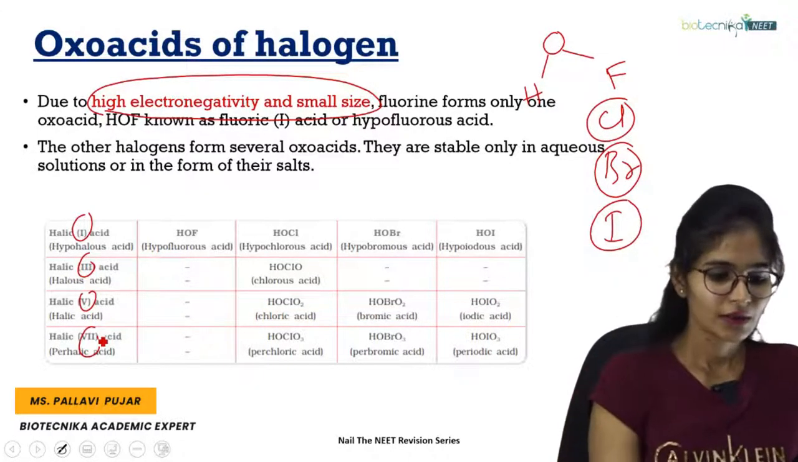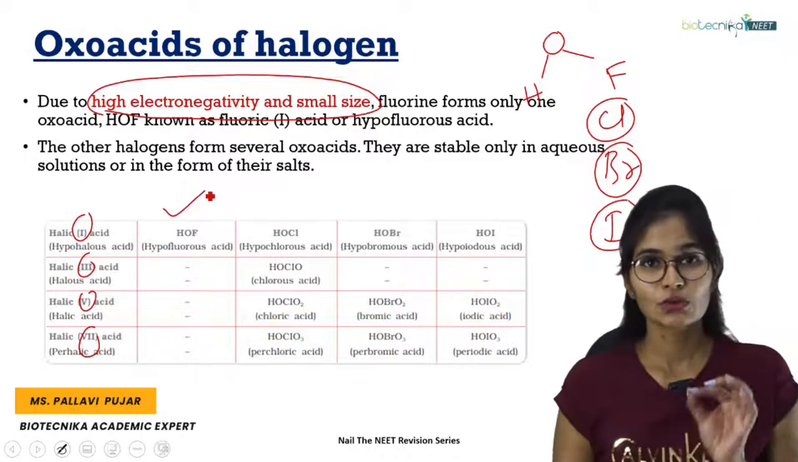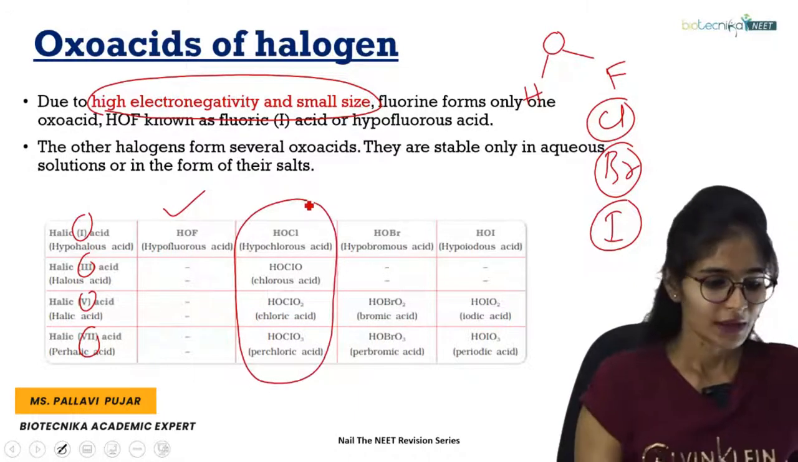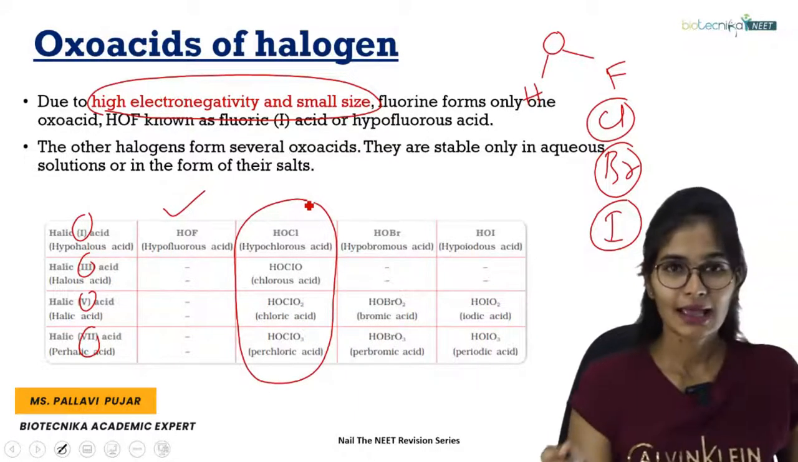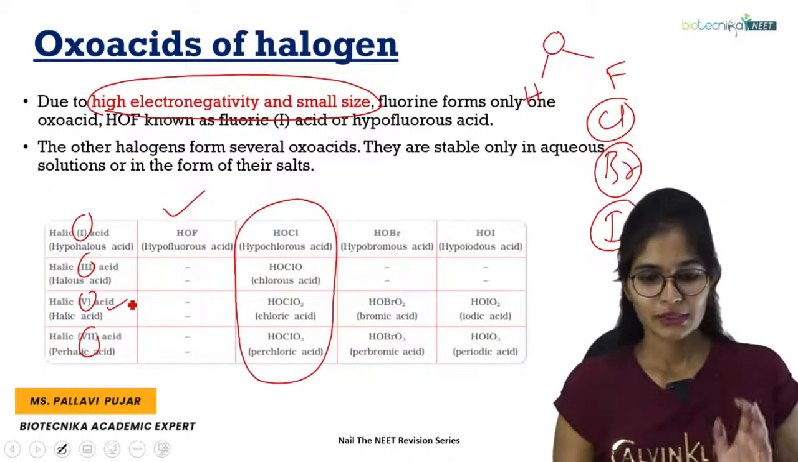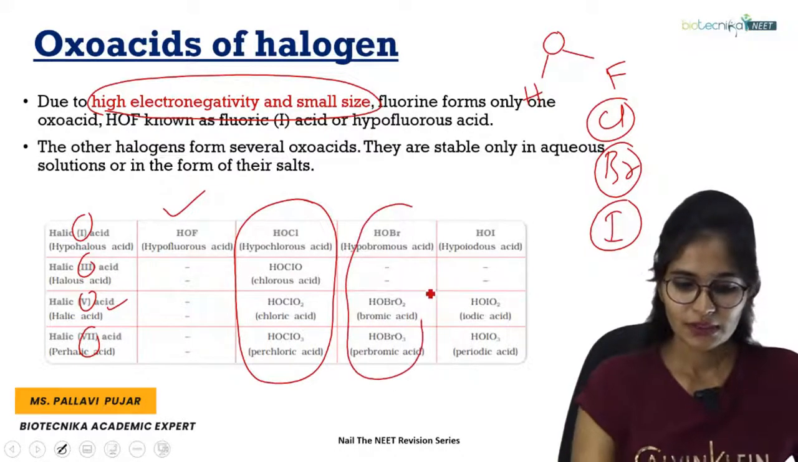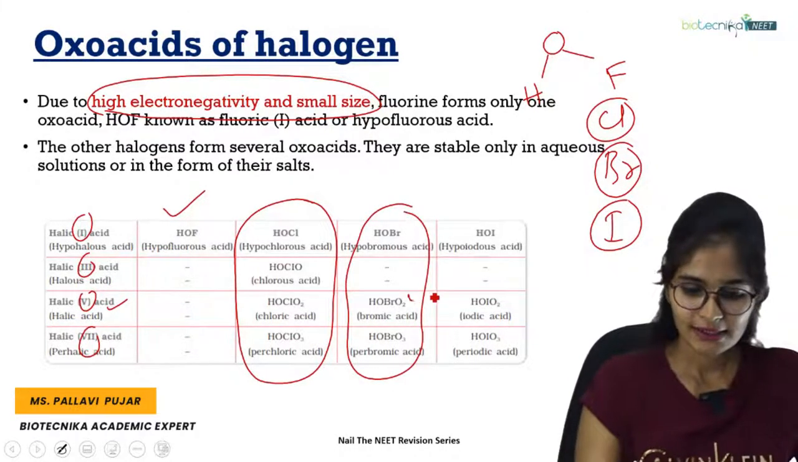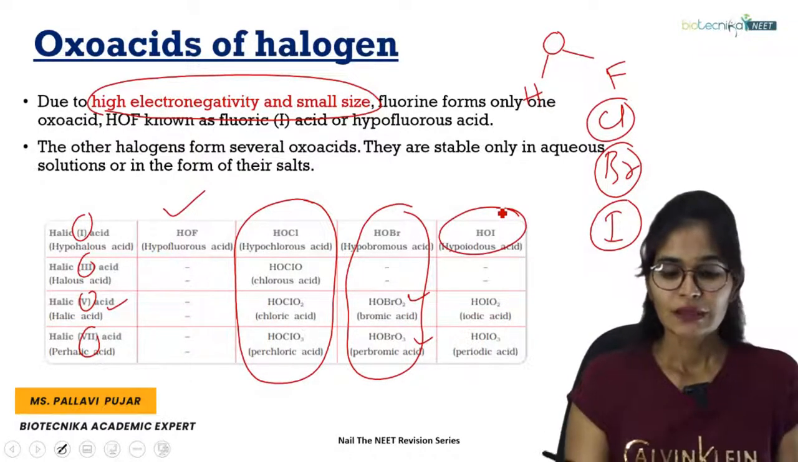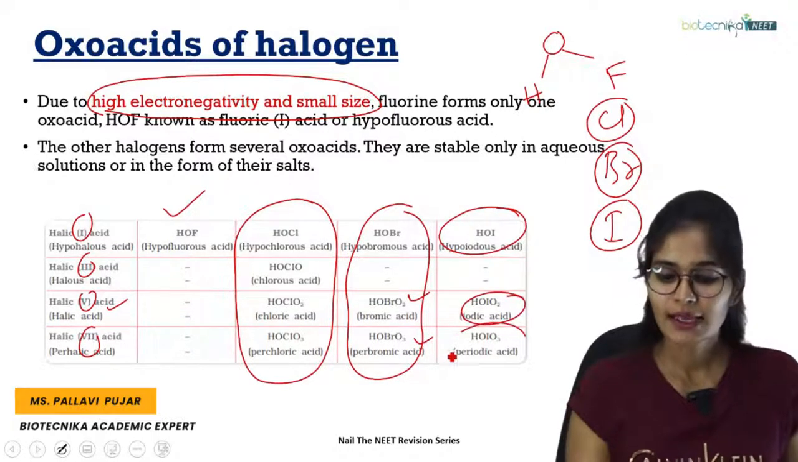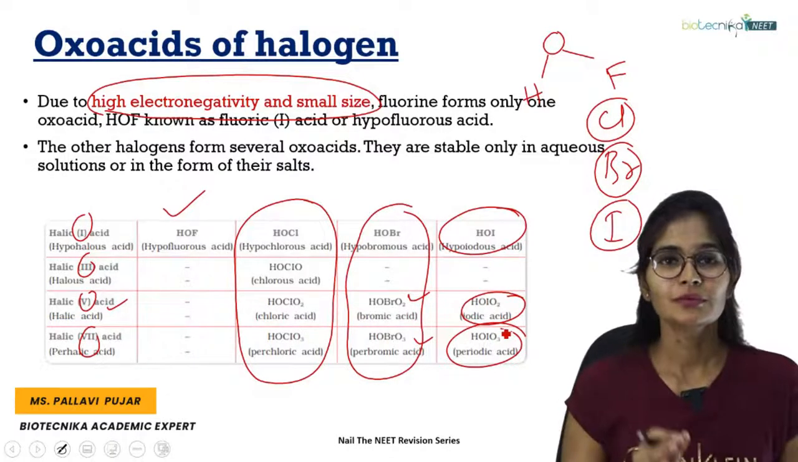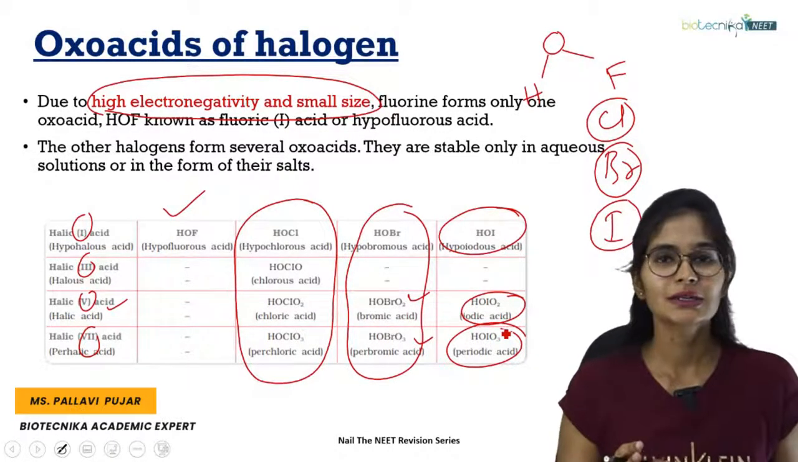So HOF, hypofluorous acid, exists as only one oxoacid, whereas HOCl exists in all types of acids: hypohalous, halous, halic, and perhalic acid, and their molecular formulas are also given. HOBr exists as hypohalous acid, halic acid, and perhalic acid, whereas HOI is much the same, existing as iodic acid and periodic acid. So apart from fluorine, all the halogens exist as different types of oxoacids.